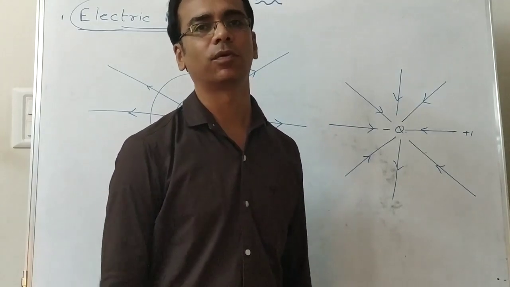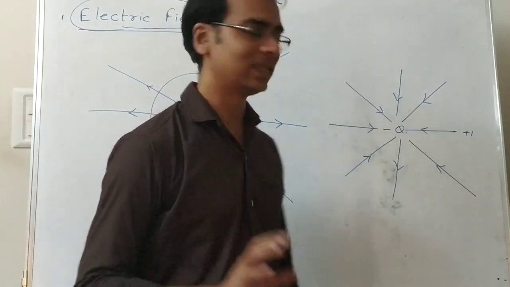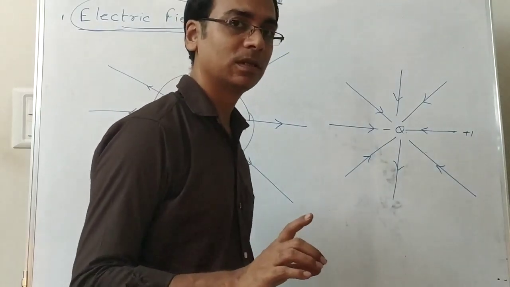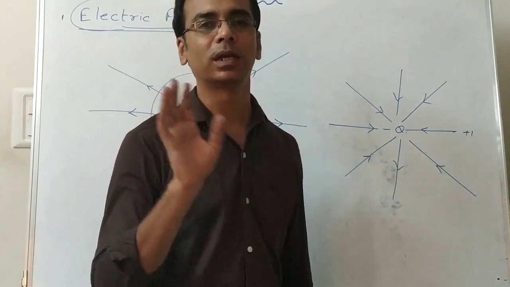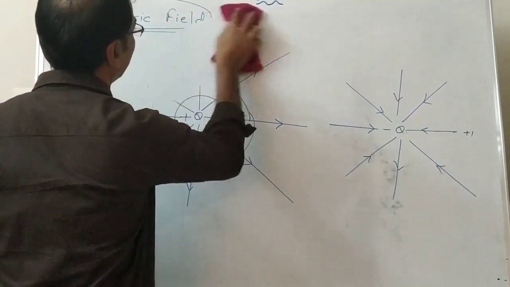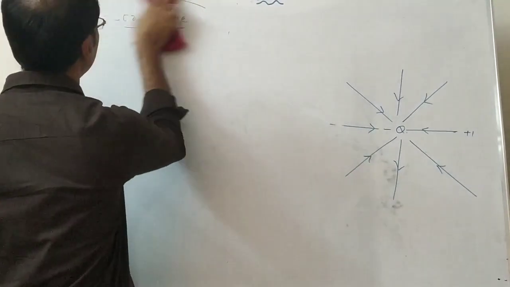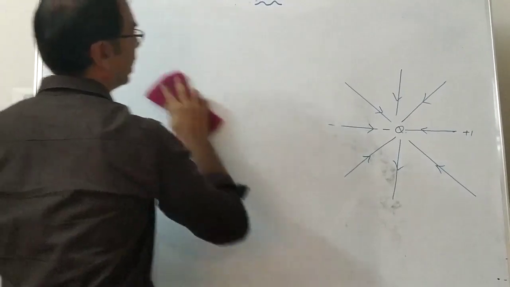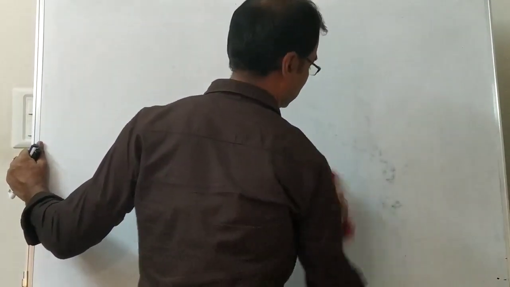Now, since the electric field concept is based on the force concept, whatever questions we have solved for electrostatic force, the same questions we can do for electric field also. Exactly the same questions. But what will be the difference? Force per unit charge. Force by Q is how we will get the value of electric field. Let me remind you of some of the questions on force. We are not going to do them fully, but we'll try to understand how to find the electric field from some of those questions.